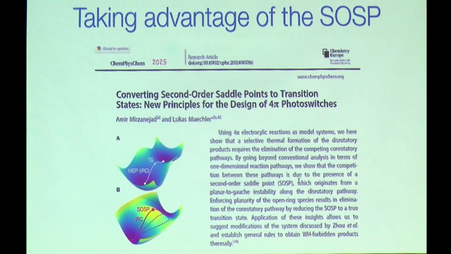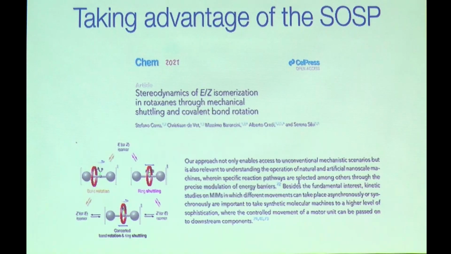In fact, the narrative has been flipped, if you want. There are a couple of recent papers where they are thinking about taking advantage of these second order saddle points. In fact, one of them argues that if you have a second order saddle point, there's an interesting way to convert it to an ordinary transition point and use it as a design principle for photoswitches, which are much more stable.